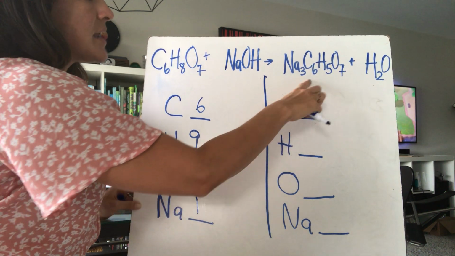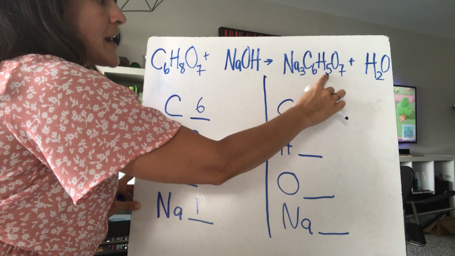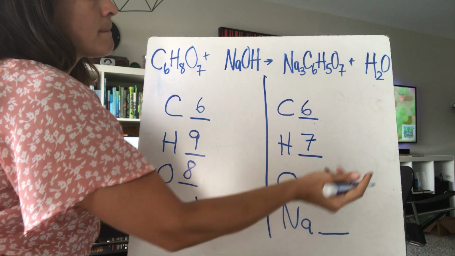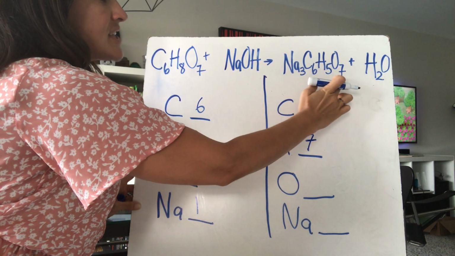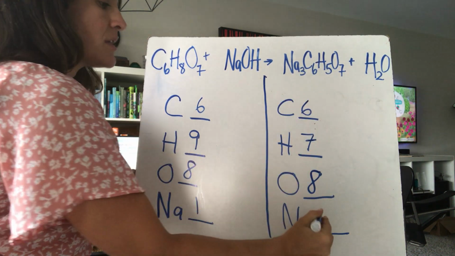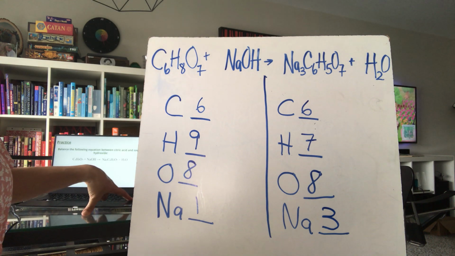On the product side, 6 carbons, 5 hydrogens plus the 2 here, so 7 for now. Oxygens, there's 7 here plus 1, so 8. And sodium, there are 3. So just take a look and make sure you agree with that.